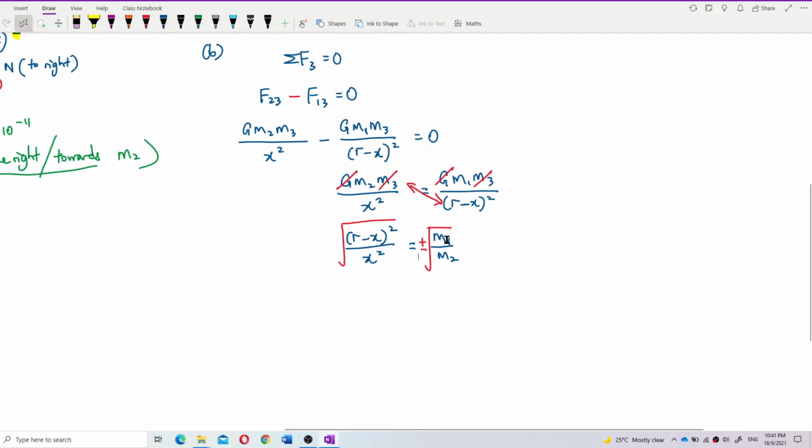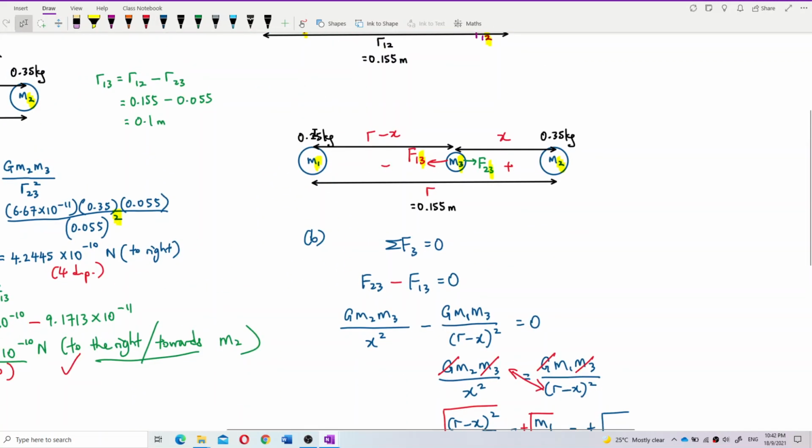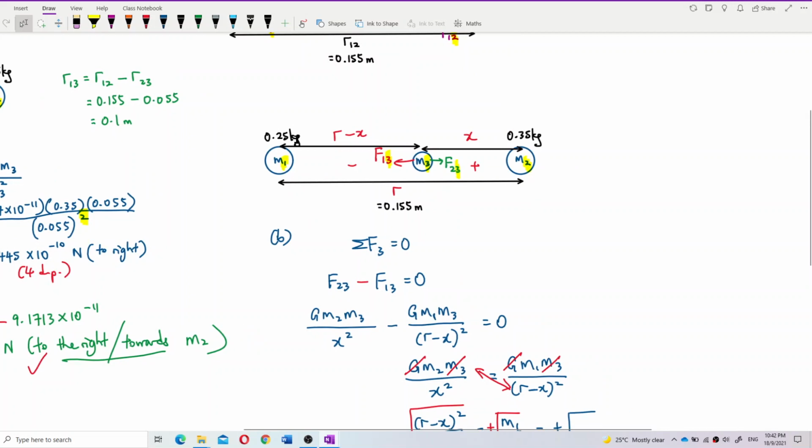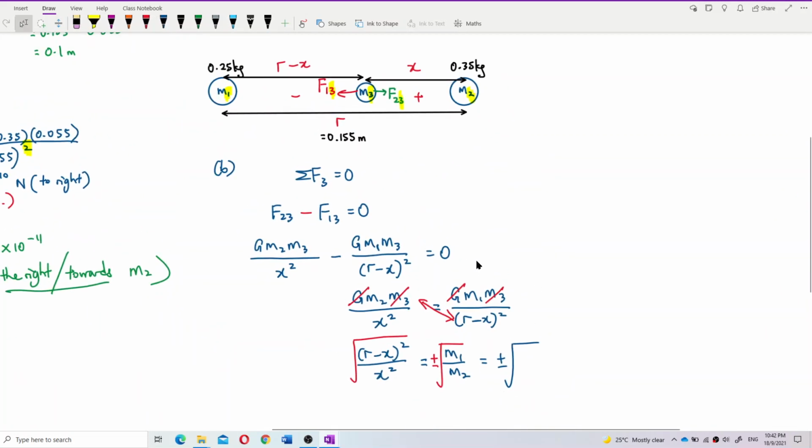So again, what is mass 1 and mass 2? Let's put in the value also. So it is positive negative square root. What is mass 1? That's why I like to write the information here, easy to refer. Mass 1 is 0.25 kilogram. And then mass 2 is 0.35.